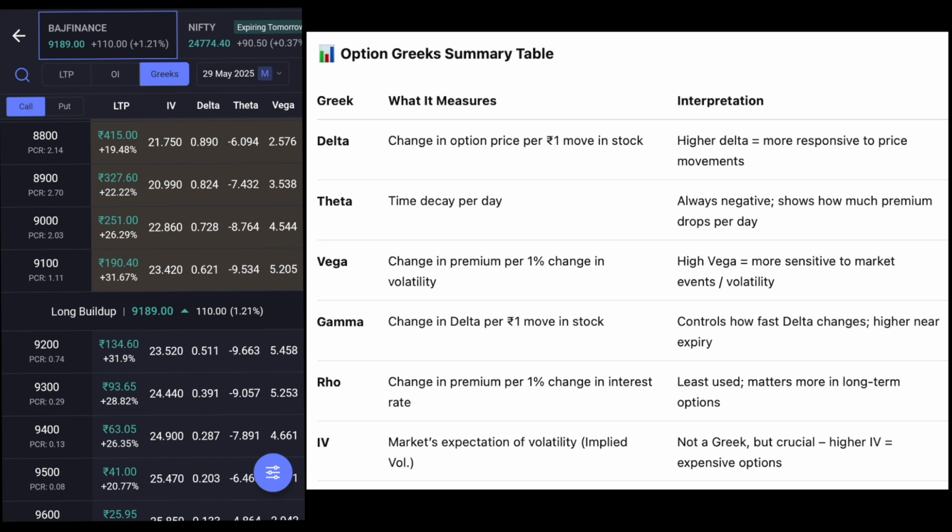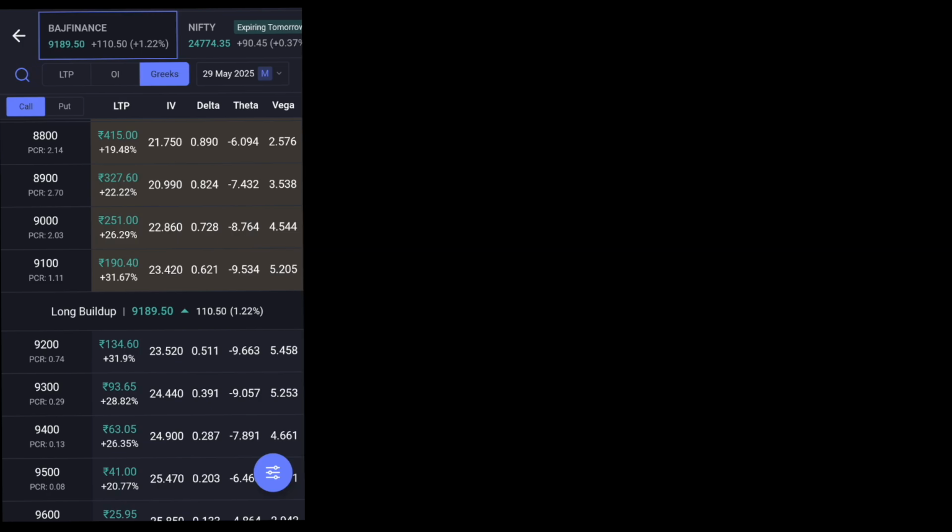And so I hope you learned something. As an option buyer, you want higher delta, higher Vega, and low theta. And as a seller, you want high theta, low delta, and stable IV.